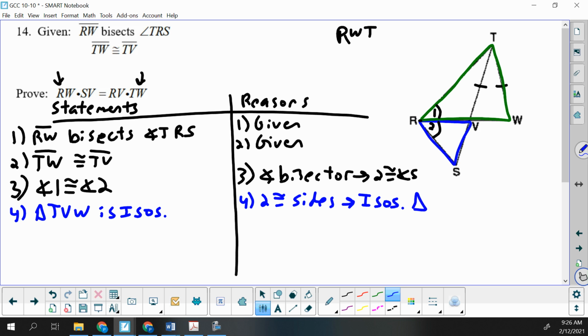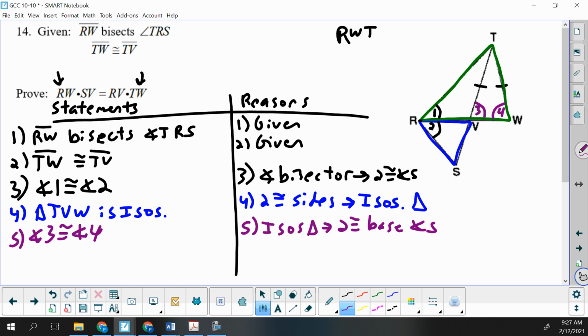Well, then the next logical thing would be to do isosceles triangle implies 2 congruent base angles. And the base angles are the ones that are across from the congruent sides. So let's go ahead, we'll label those maybe 3 and 4. And we'll have for our statement that angle 3 is congruent to angle 4. What I called angle 4, you could have labeled easily as angle W also if you wanted.